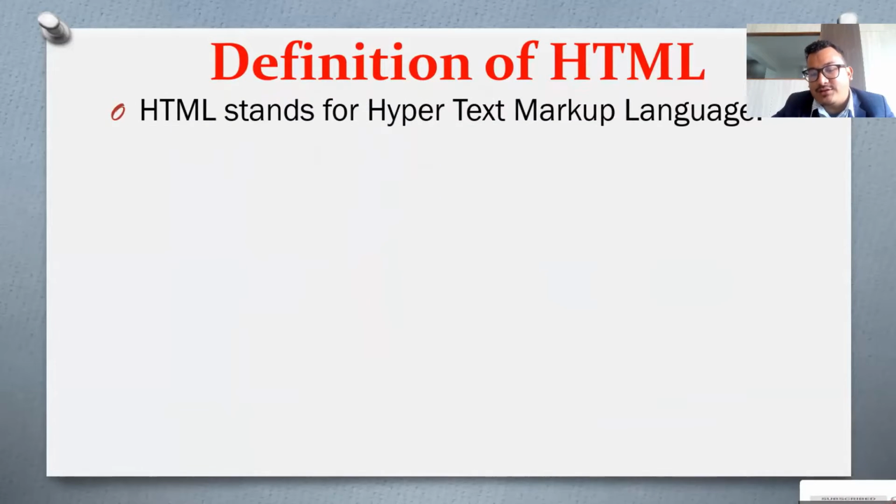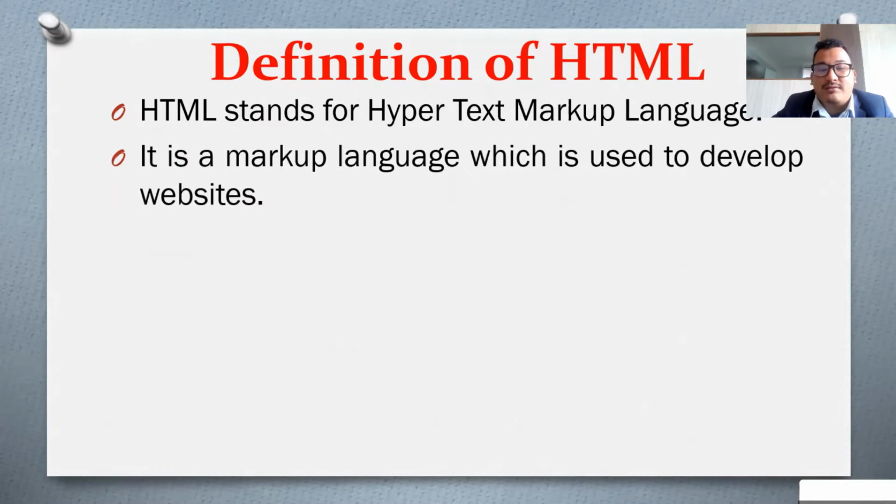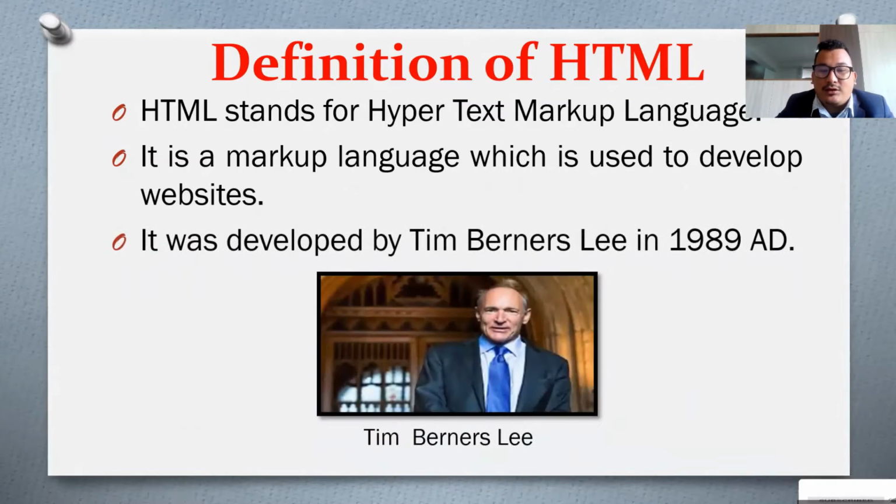And let's go for the definition of HTML. First of all, HTML stands for Hypertext Markup Language. It is a markup language which is used to develop websites. Now, if you are confused why HTML is used, hereafter you have to be clear. HTML is used to create different kinds of websites. It was developed by Tim Berners-Lee in 1989 AD. In 1989 AD, Tim Berners-Lee developed the first web page, created through HTML.